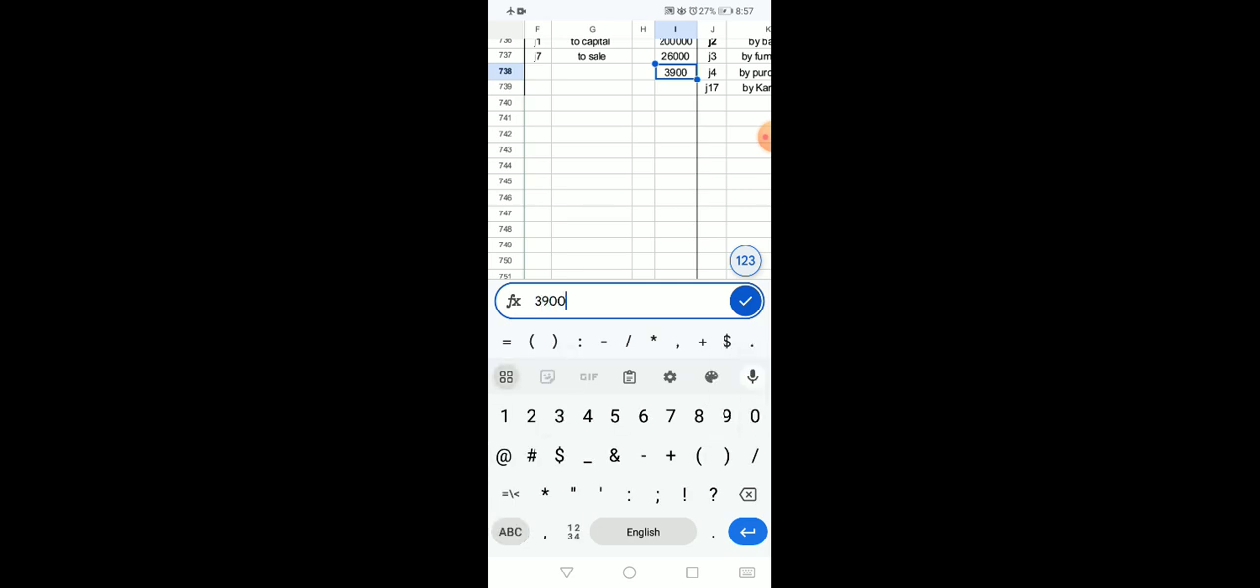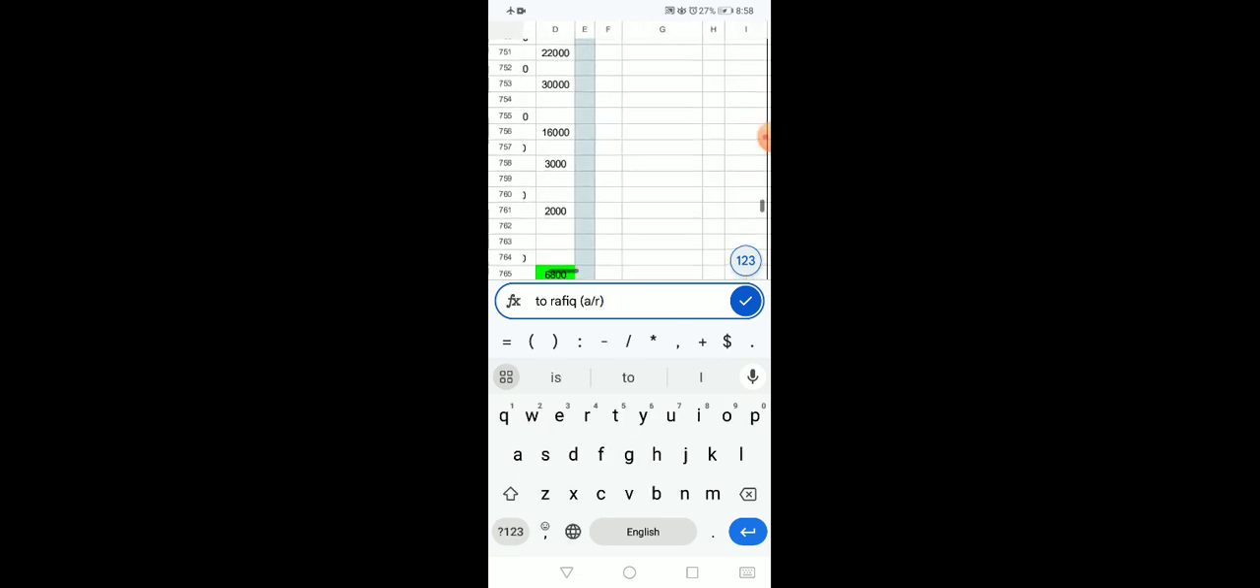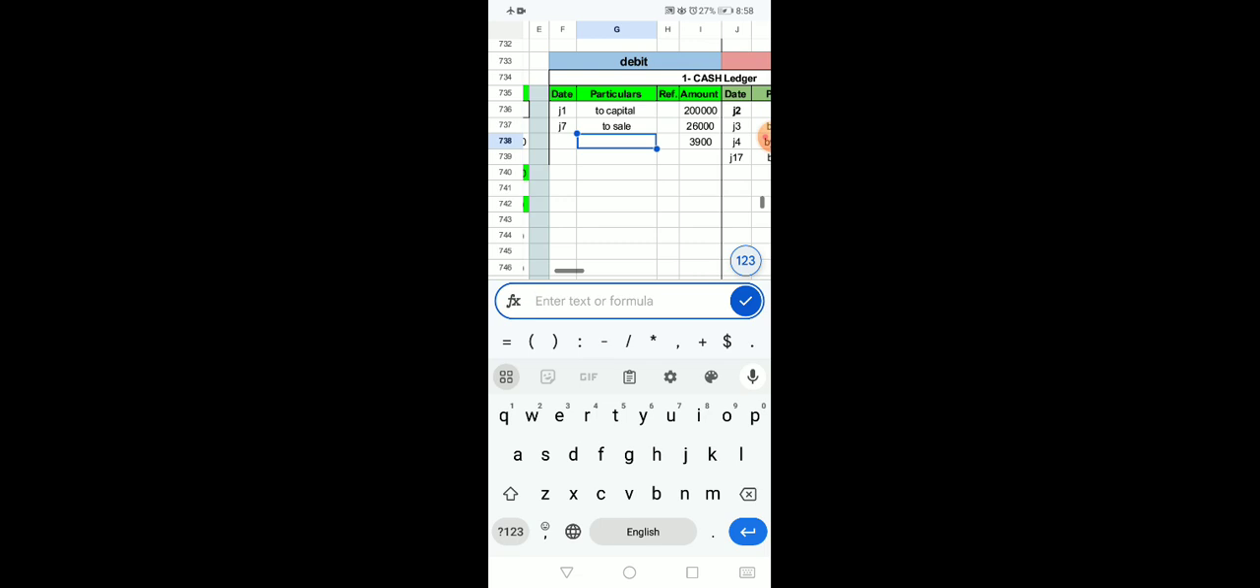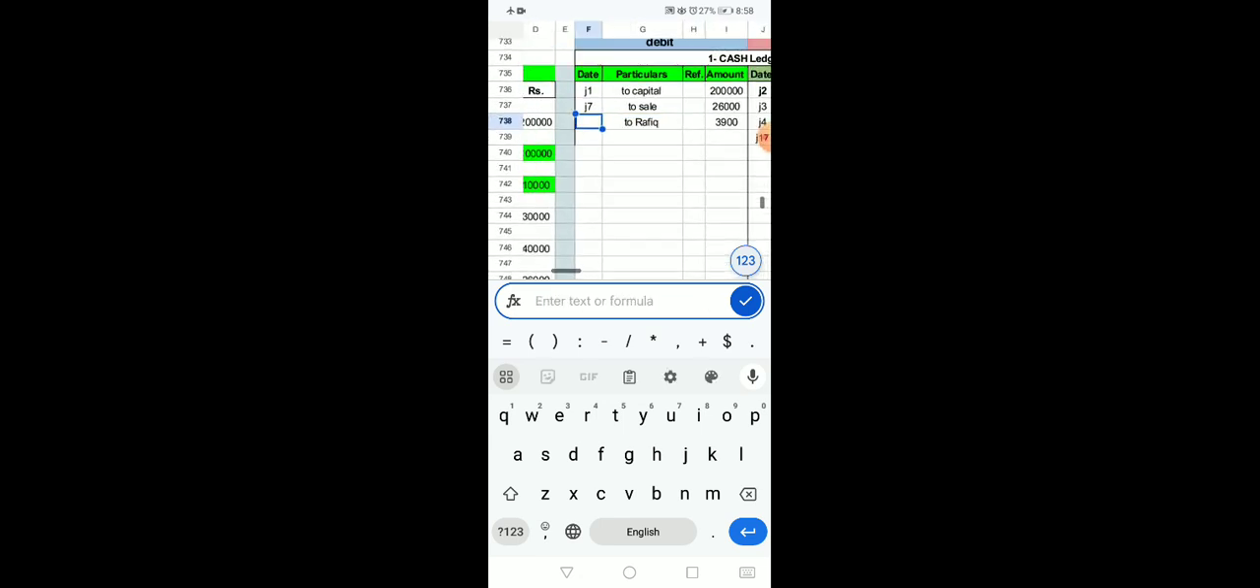Let's see what the next entry is saying. Cash is present on debit side. Yes, it is related with the cash ledger. Debit 3900. So we are going to write 3900 on amount column of debit side. What is written on the opposite side? That is Rafiq. So you will give reference of Rafiq over here. Check out the date of Rafiq is January 20. Put date here, January 20. Now in January 20 you can see that cash was debited by 3900 and opposite side Rafiq was written. We have completed the entry.